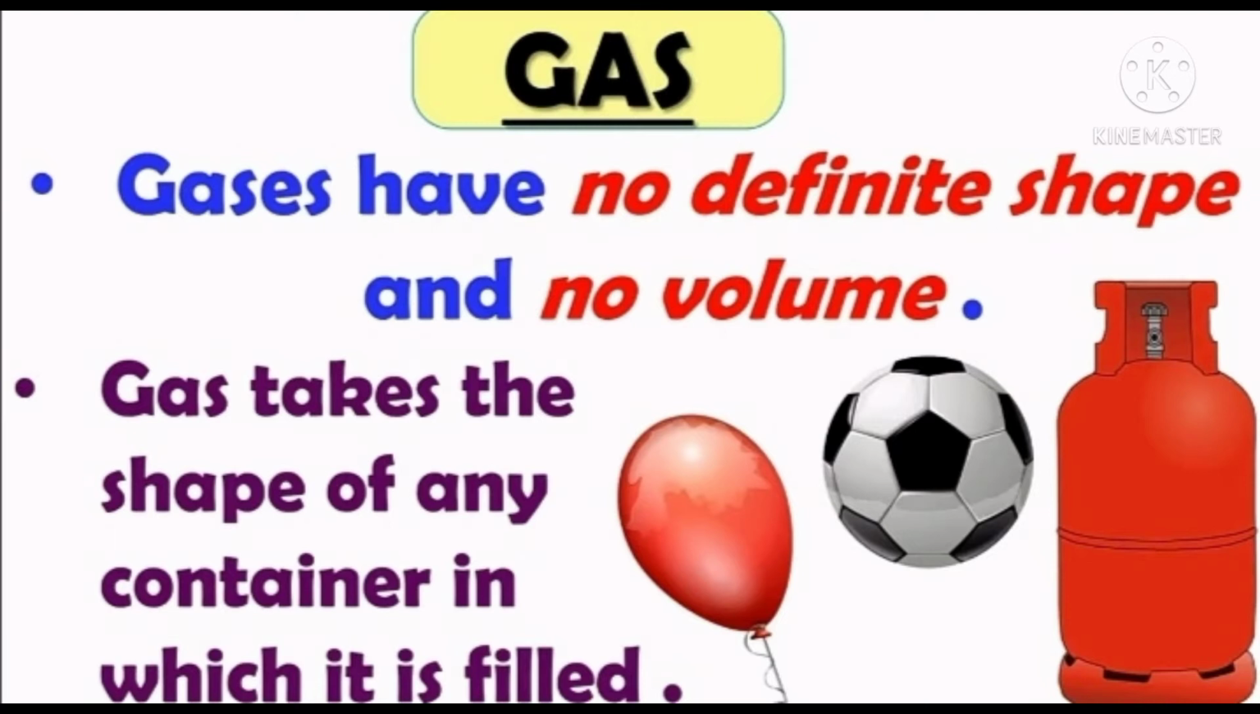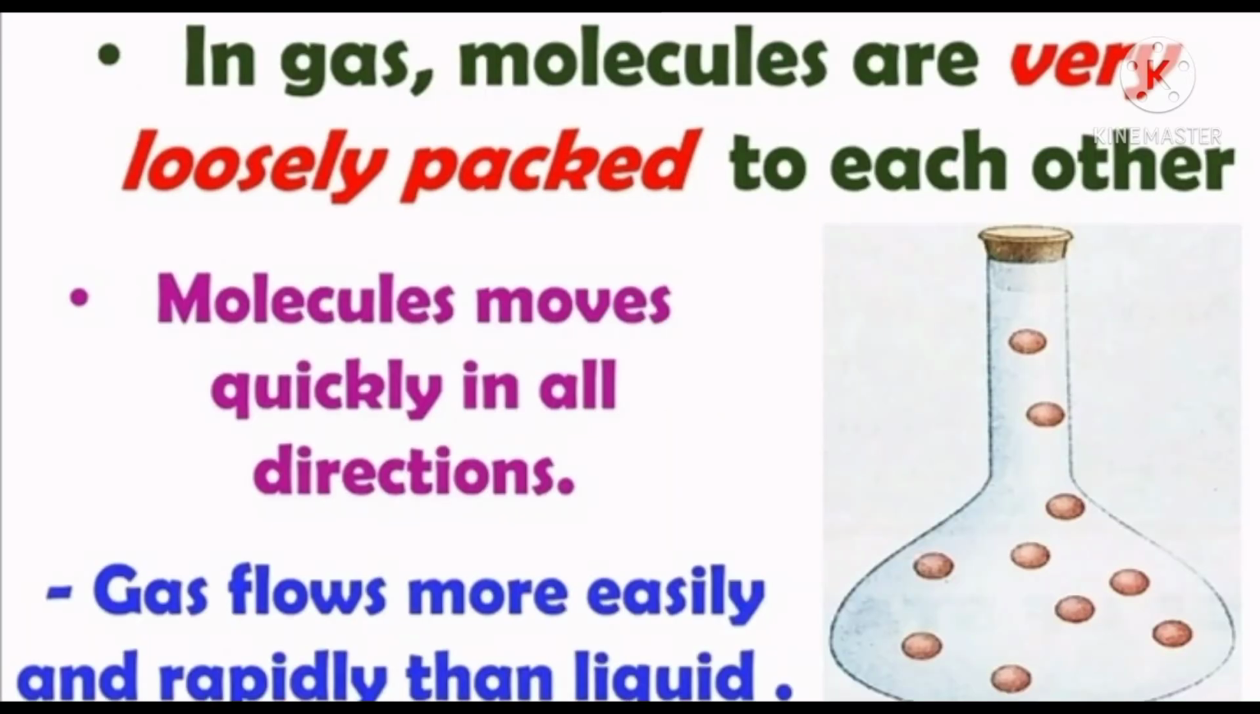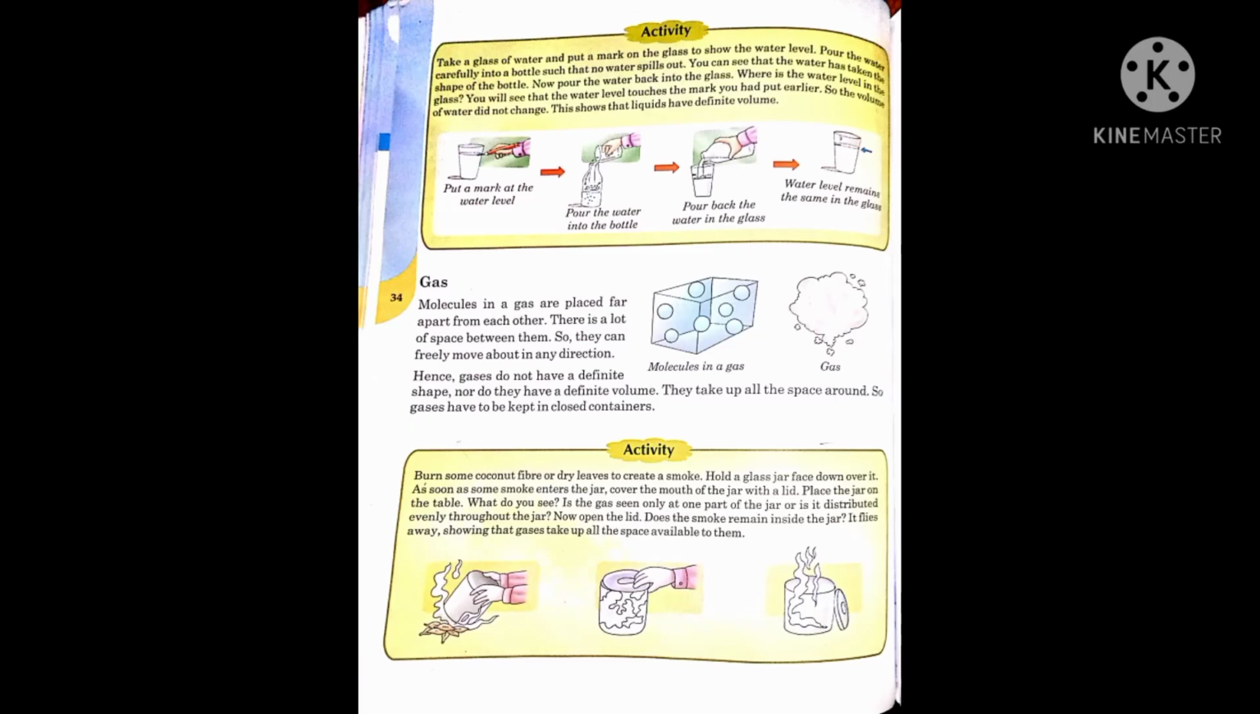Now let's see how molecules are arranged in gaseous state. In gas, molecules are very loosely packed to each other. As you can see in this picture, molecules move quickly in all directions, and gas flows more easily and rapidly than liquids. Example of a gas is perfume. The smell of a perfume spreads quickly from one corner to the next corner.